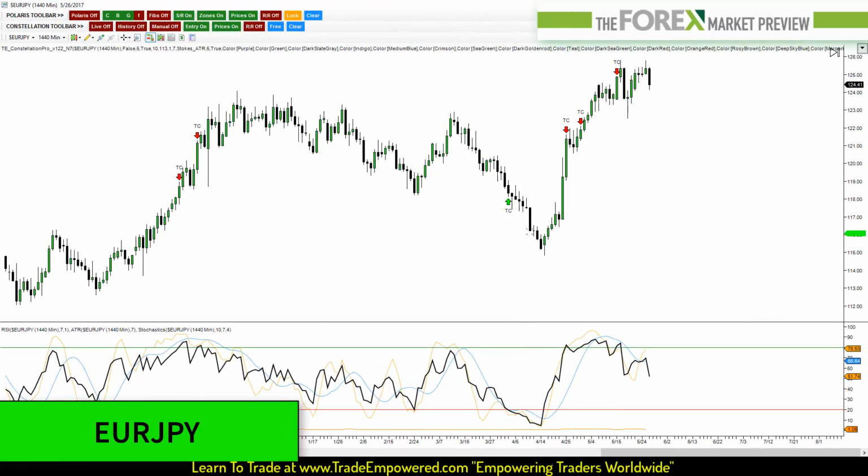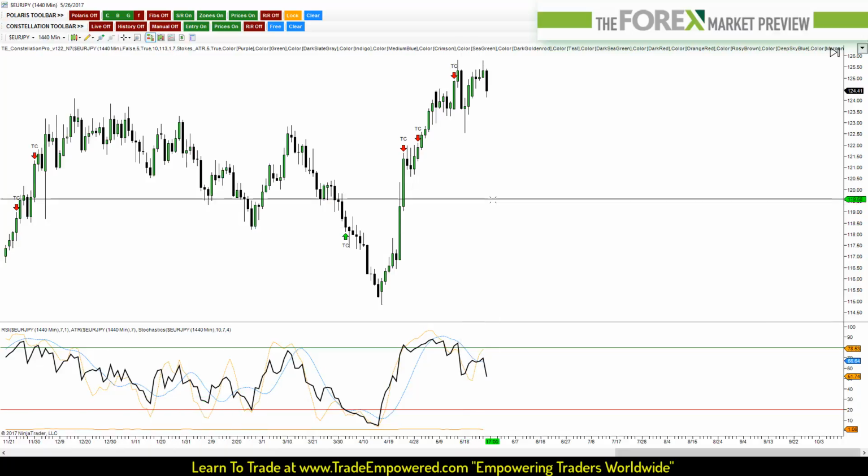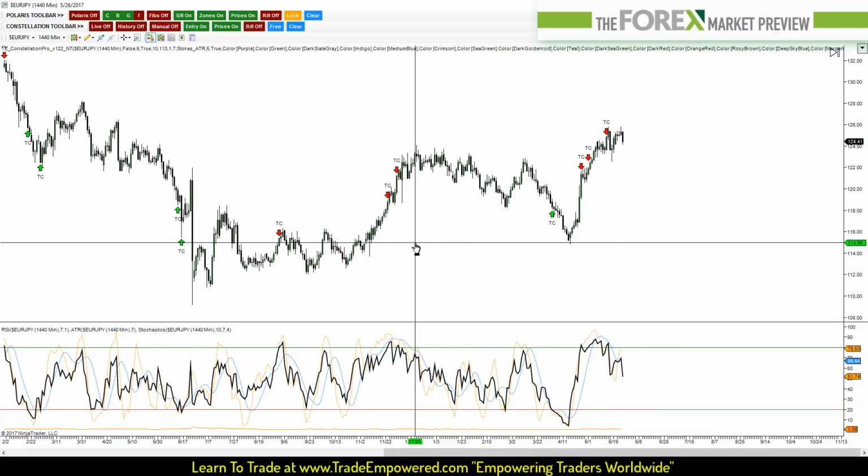So we're here now on the euro yen. Again, starting on the daily. I'm always going to start on the daily. I'm going to go daily, 4 hour, 60. That's the routine, the ritual that I follow for my top-down analysis. And this has been an interesting pair here.